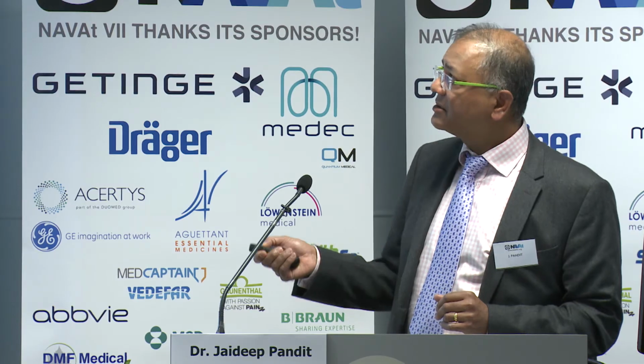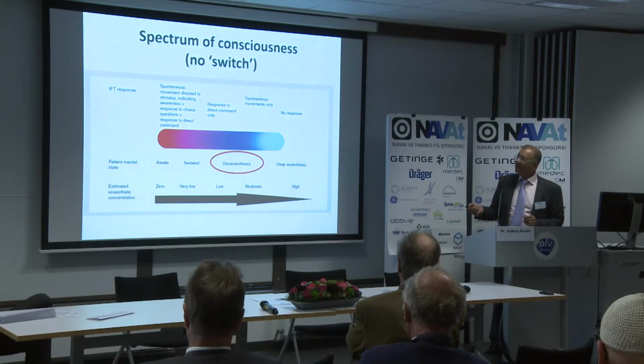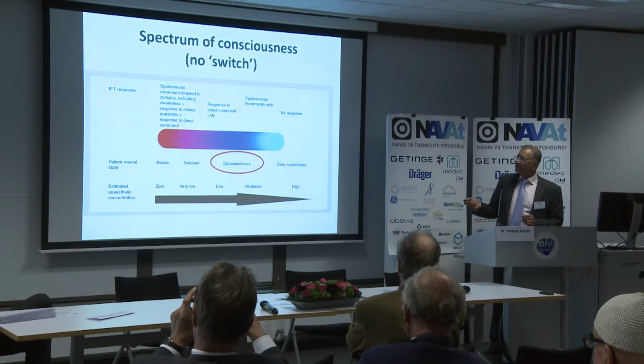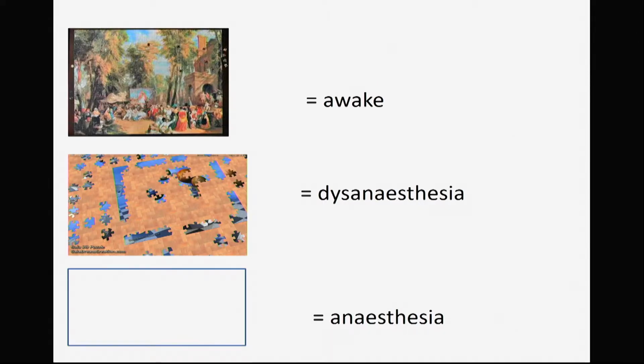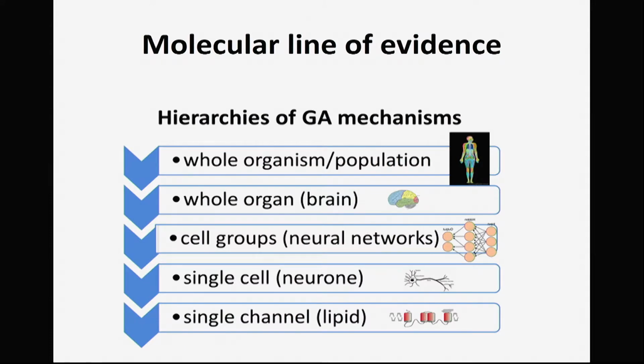So the proposition I'm giving you is that we have a spectrum, no binary change in consciousness, from spontaneous movement through to responding to direct command through to no response. And dysanesthesia sits there. It's dose dependent, and that's the proposition. You can have multiple pictorial views, but it's that fragmented state in between awake and anesthesia. The last line of evidence is not strong, but it's consistent. This is a molecular line of evidence.